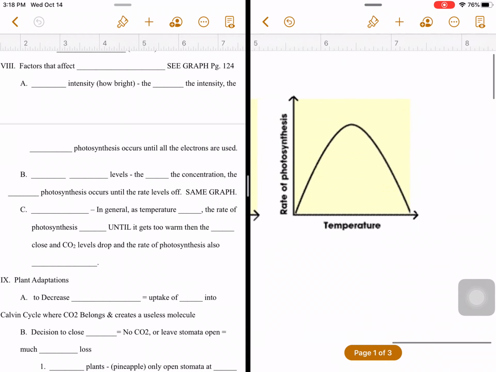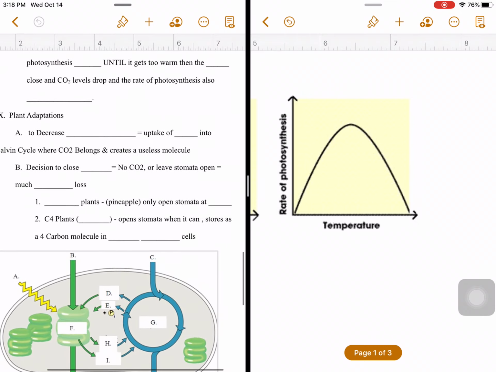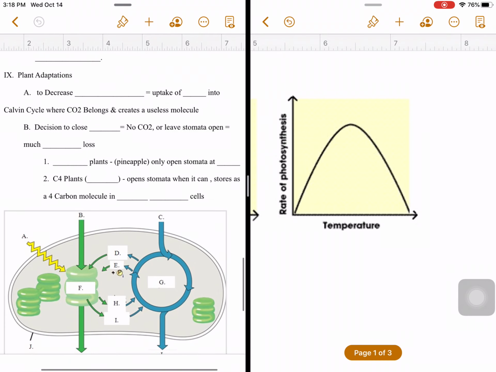And then you have temperature. In general, as temperature will rise, the rate of photosynthesis will increase until it gets too warm. And when that happens, the stomata have to close, and then carbon dioxide levels will drop, which will also decrease the rate of photosynthesis, because they have to make a decision. Are they going to dry up, or are they going to make food? And they're always going to choose life over production of extra sugars.